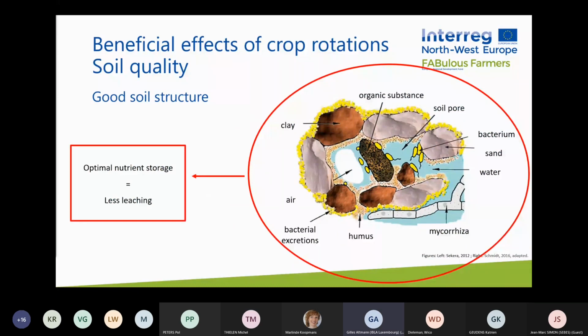Well, this stable soil structure with a lot of bacteria and other microorganisms, the clay and organic substances, enables then the conservation of nutrients, and this of course reduces leaching of nutrients. By ensuring this nutrient storage in the soil, plants can take the nutrients when they need, so you have always a good supply of nutrients and less losses into groundwater.